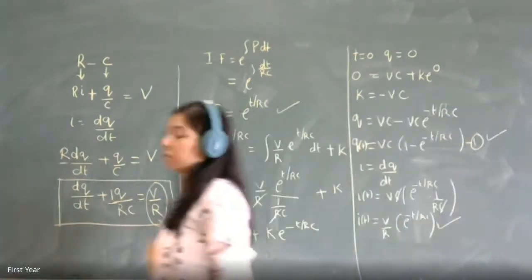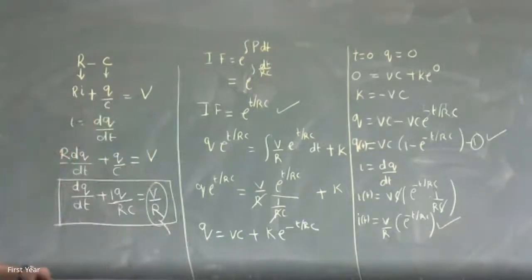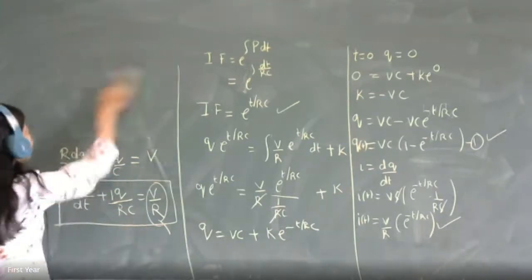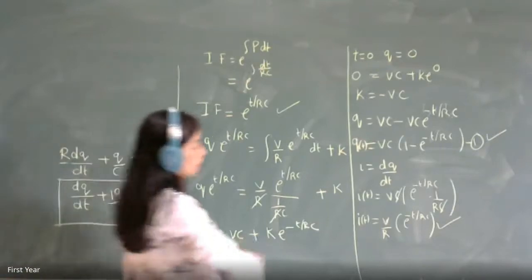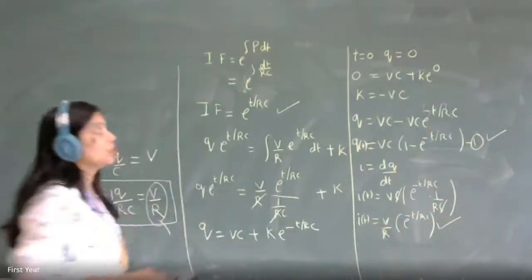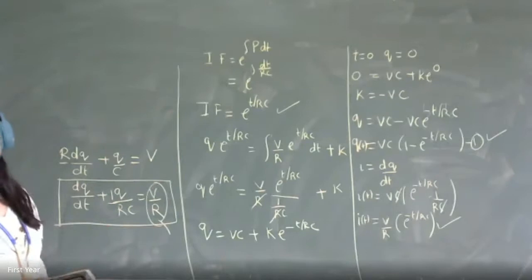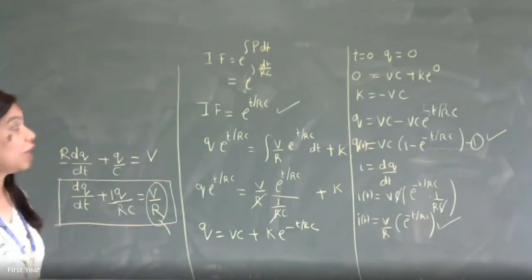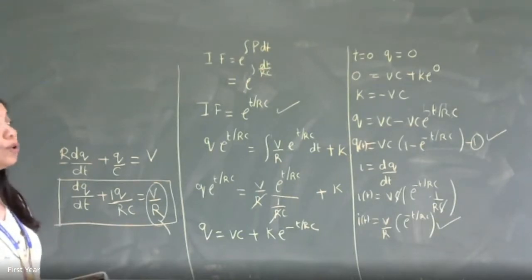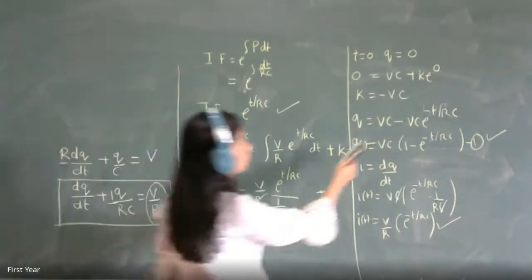So almost everything will be the same. How will you write the solution of this differential equation? R dq by dt plus q by C is equal to E. This is your equation. Solving it, the same thing will happen, because what is the initial condition given? The capacitor is completely discharged. That means no charge initially. So same initial condition: at t equal to 0, q is equal to 0.